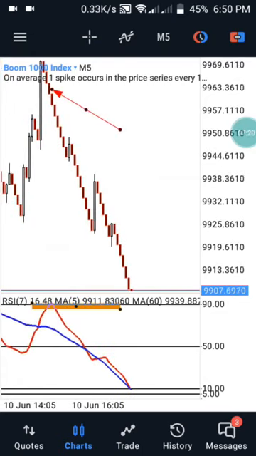You see, this particular trade now, I take this particular trade, and I'm looking out for another entry for me to take.